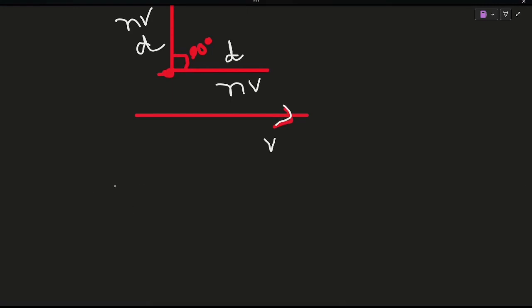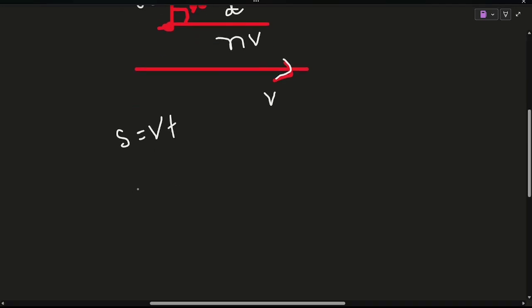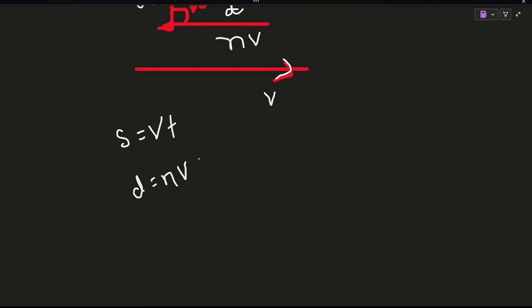From this situation we know that s equals vt. In this equation we can write that d is equal to nv times t1, and d is equal to nv times t2.